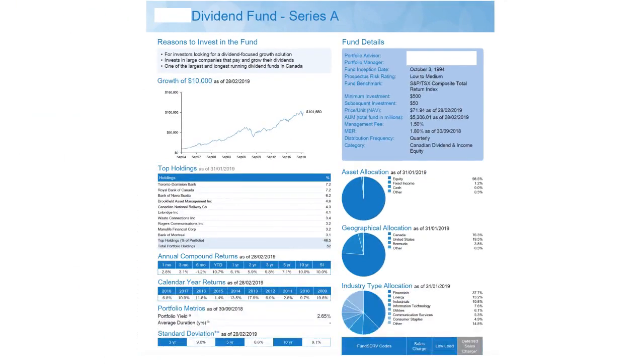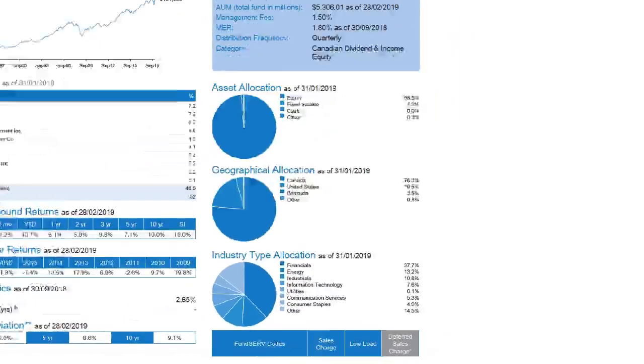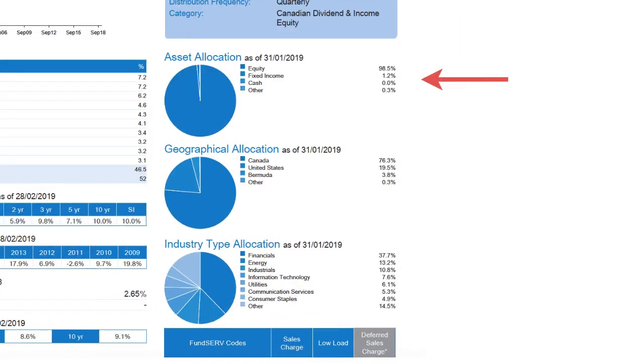Now that we've reviewed the fund details, let's take a closer look at the different allocations. Asset allocation refers to the different investments that make up this mutual fund. In this case, this one's primarily equity, which is stock. Fixed income refers to things like bonds and GICs. Cash is simply cash, and other would be more non-traditional investments. So things like precious metals, currencies, real estate, things of that nature.